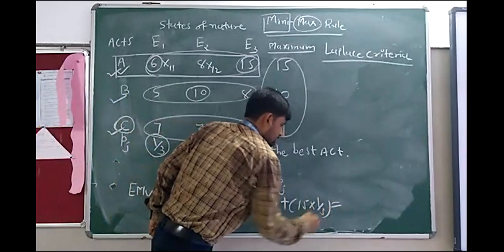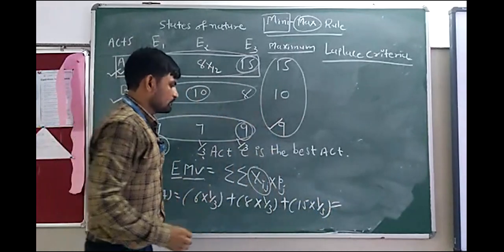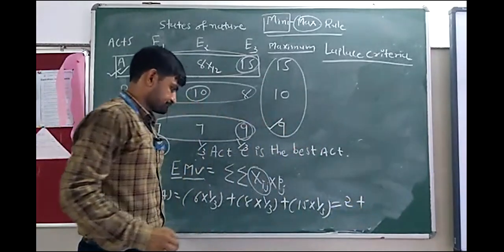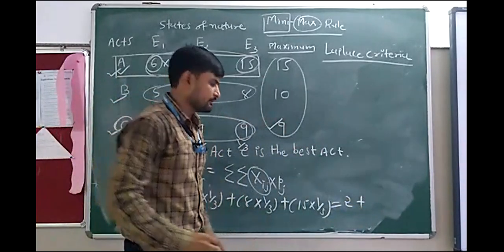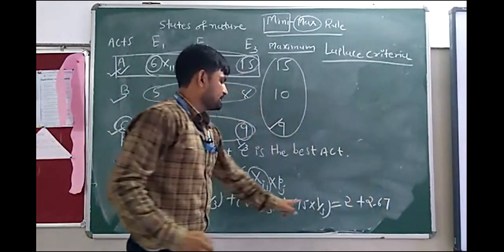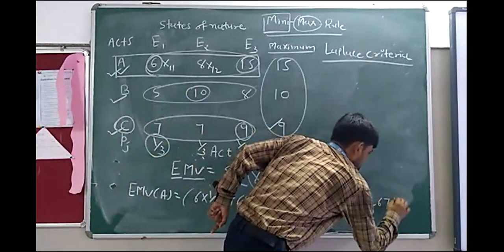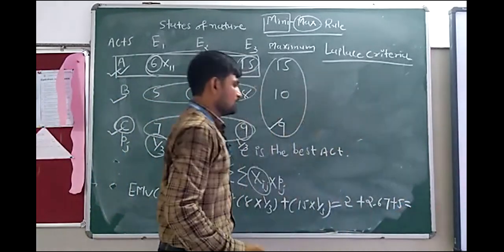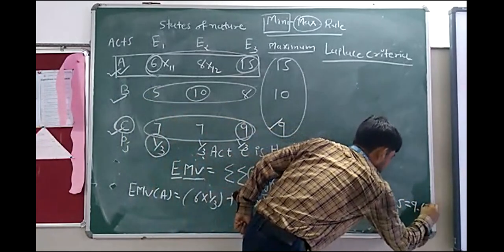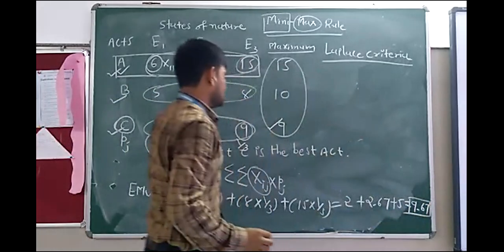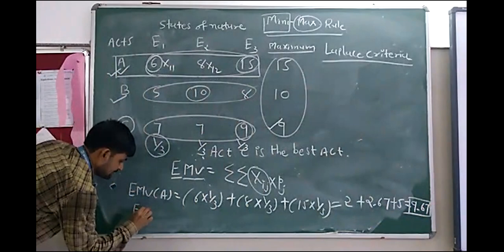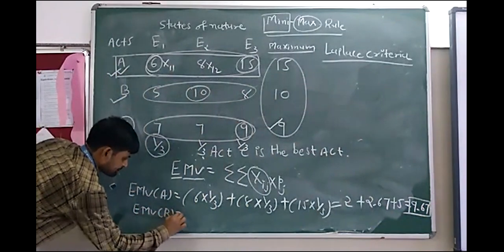So here we can say 6 into 1, that is 6 upon 3, that is 2, plus 8 upon 3, that is 2.67, and 15 by 3, that is 5. So if you add all these values, then you will get 9.67. So this is the EMV for Act A. Then we will find EMV for Act B.